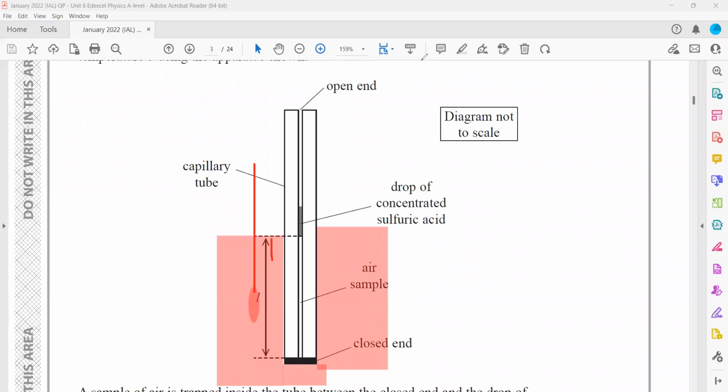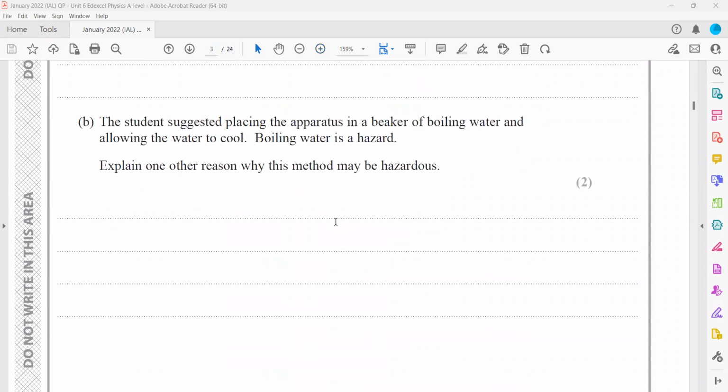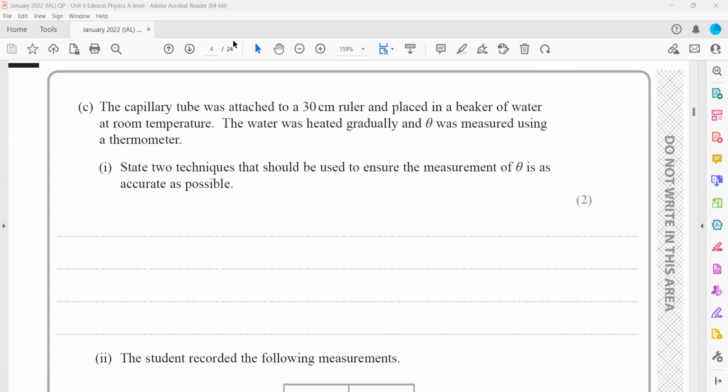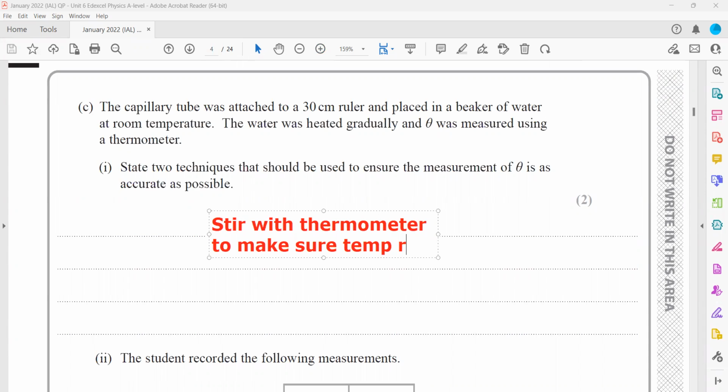So how can we ensure that we are recording the temperature as accurately as possible? Whenever a thermometer is used to measure the temperature of a liquid, the first thing is to stir with the thermometer, to make sure the temperature readings are accurate. And the second thing we should do is place the thermometer closer to the capillary.